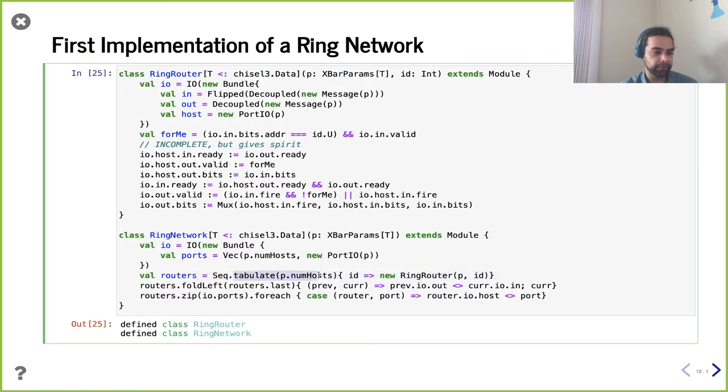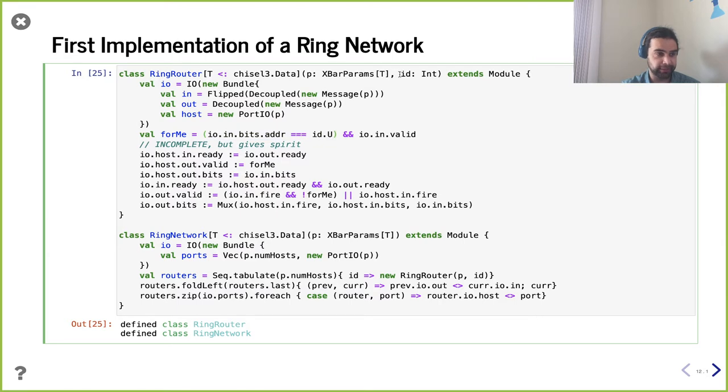So here we're doing that tabulate. And then it's going to go ahead and connect those together. So we can go ahead and work through all this code. Within the router, as I said repeatedly before, this is not a fully functional code base. It's just giving you the spirit, right? Arrived, I say for me, is a way to say that arrive is destination. In other words, does the incoming address equal the address of this router?